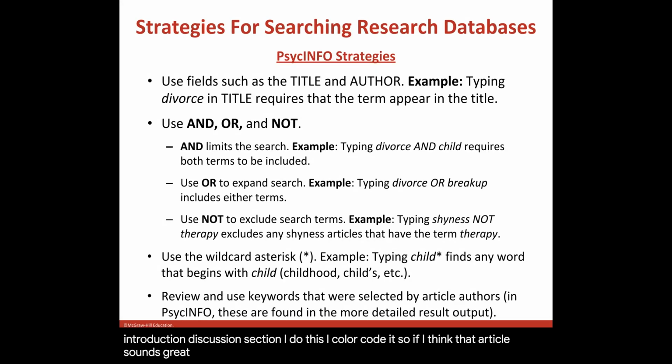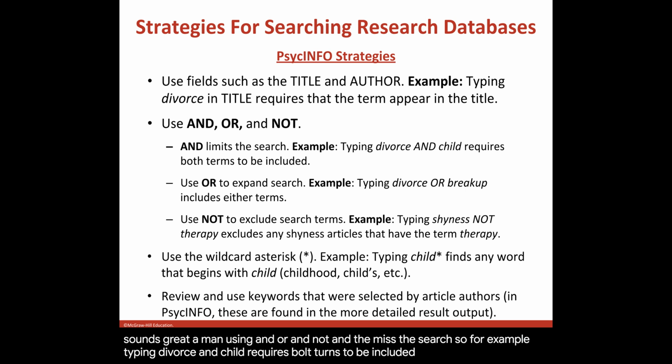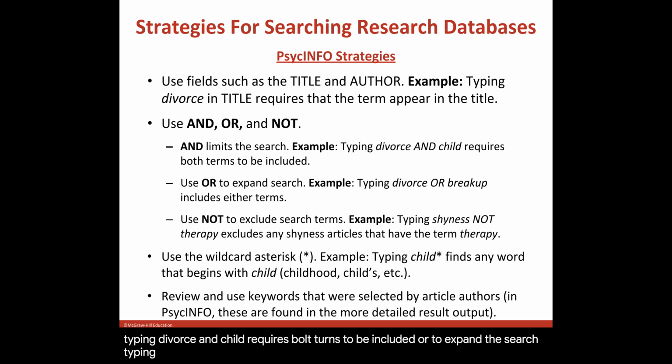Definitely, I recommend using and, or, and not, to limit the search. So, for example, typing divorce and child requires both terms to be included. Or to expand the search, typing divorce or breakup includes either term. So for my dissertation, I would put infidelity or cheating. Use not to exclude search terms. Example, typing shyness not therapy excludes shyness articles that have the term therapy. So going back to my dissertation, I would have to put cheating not test.